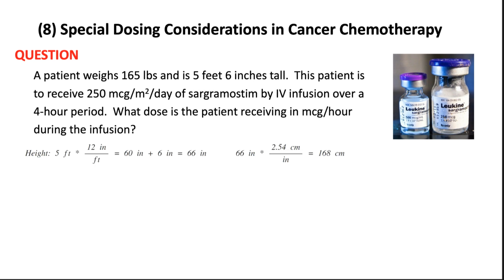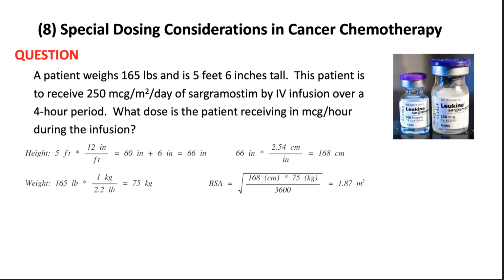So let's quickly, again, calculate the body surface area by starting with their height. We would take 5 feet times 12 inches is 60, plus their additional 6 inches gives us 66 inches. 66 inches times 2.54 centimeters per inch gives us 168 centimeters. The 165 pounds divided by 2.2 gives us 75 kilograms. Put that into the formula of 168 centimeters times 75 kilograms divided by 3,600 and take the square root. We get 1.87 meters squared.